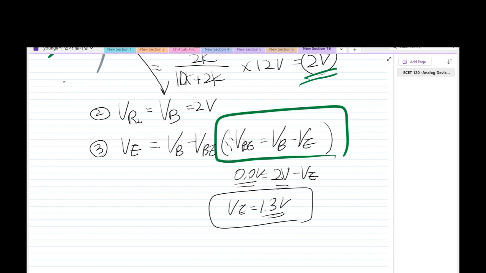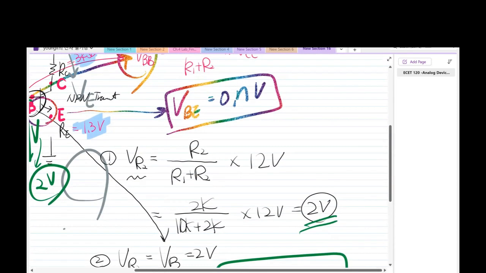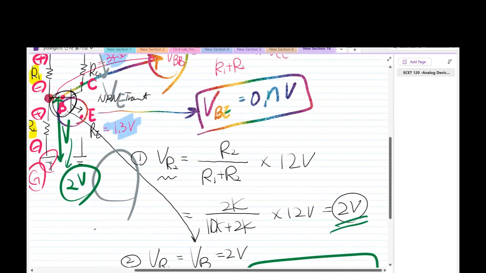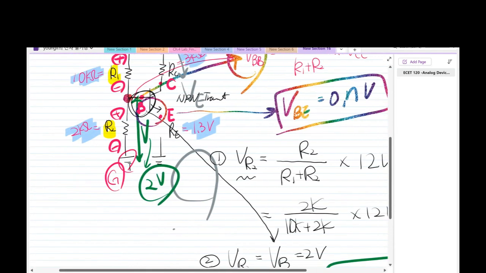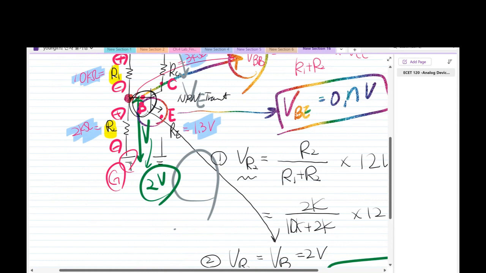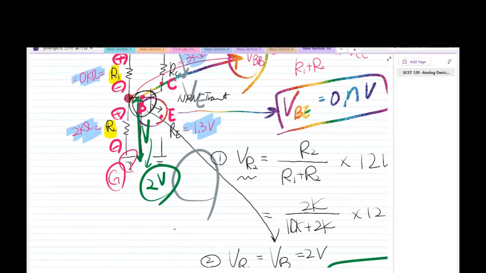Same questions as the homework. Okay. Any question? So V sub R2 is equal to V sub B, right there. Are they parallel branches? Is that why they're equal to each other? Yeah. Here, Nathan. That is the V sub B. That is the V sub R2. Oh, okay. Yeah, got it. Gotcha.